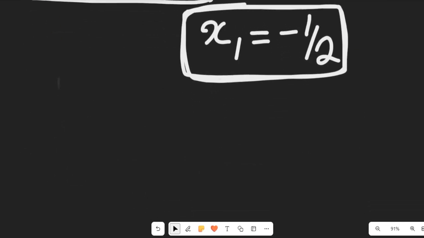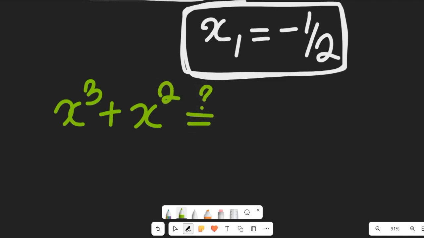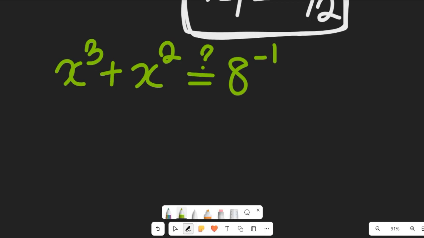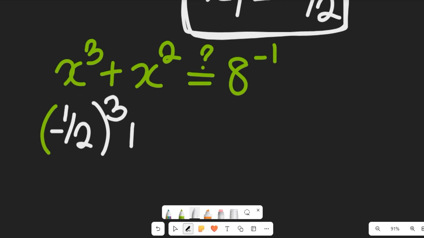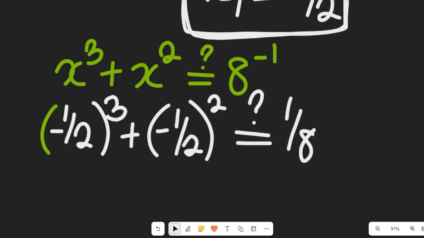If we check that, we have x to the power of 3 plus x to the power of 2. Will these give us 8 to the power of -1? Let's try it out with the first value of x, x1. That is going to give me (-1 divided by 2) all cubed plus (-1 divided by 2) all squared. Now will it give us 1 divided by 8, which is 8 to the power of -1?